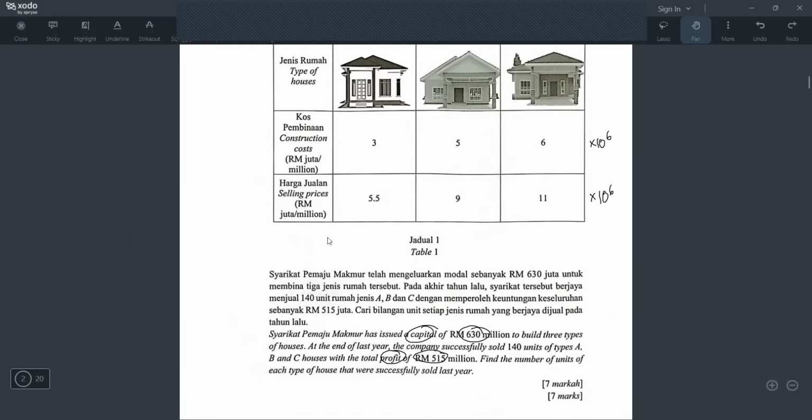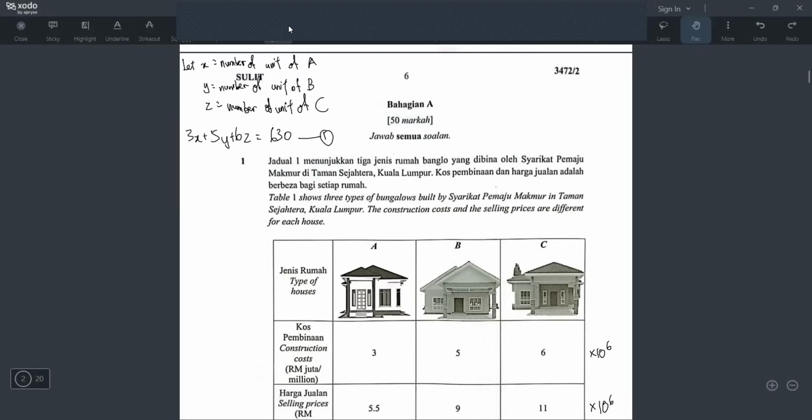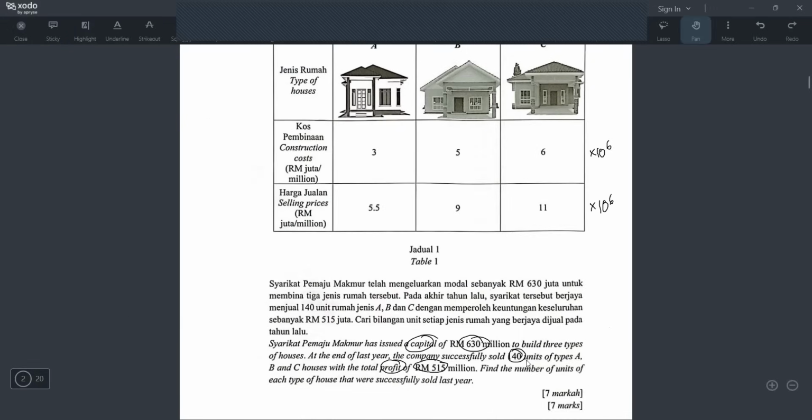Now let's keep reading what else they say. At the end of last year, the company successfully sold 140 units of types A, B, and C. So what is 140? The total number of units sold, all right? It means x plus y plus z equals 140. That is my equation 2, right? Because x, y, z already represent the number of units, so you just add them all together, equals 140.